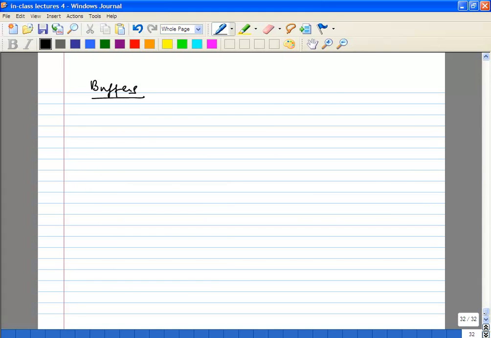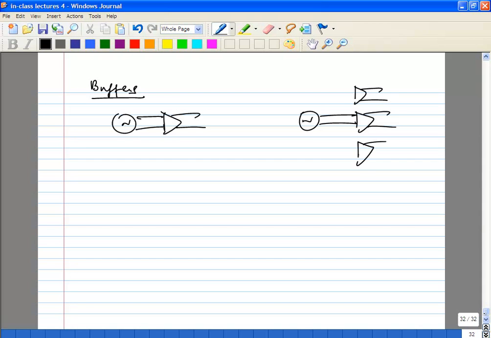How about VCO buffers? Depending on the load, you have many different kinds of buffers. You can have just a single stage, or you can have a single stage but with 3 of them in parallel.